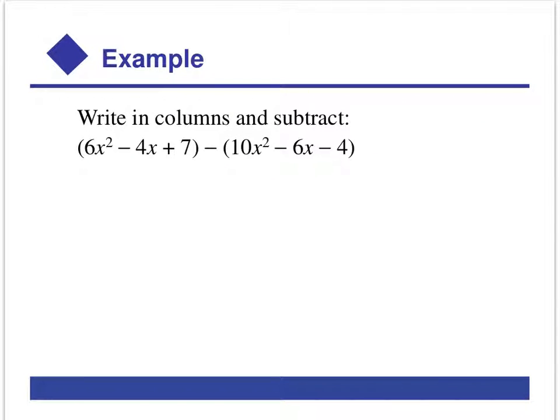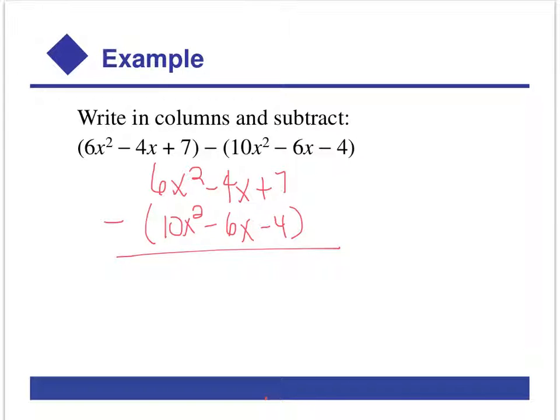Now this one says to write in columns and then subtract. I'm going to show you what that means. You're going to do it just like you're used to doing regular subtraction problems. Now, so 6x squared minus 10x squared gives us a negative 4x squared.